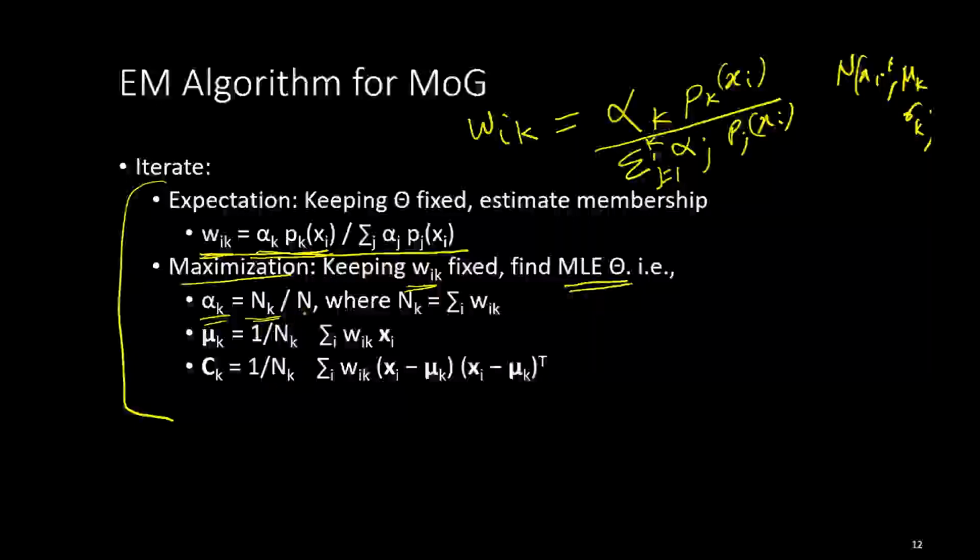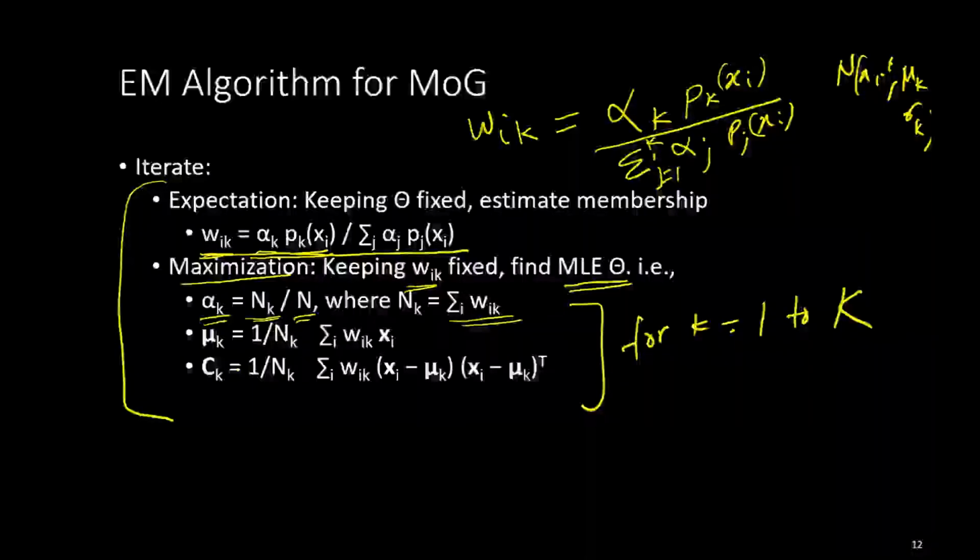the fuzzy membership divided by the total number of samples. So what is nk? Nk is the sum of all the weights of all the samples for this particular k, and we will do this for all k. This will be for k is equal to 1 to K.